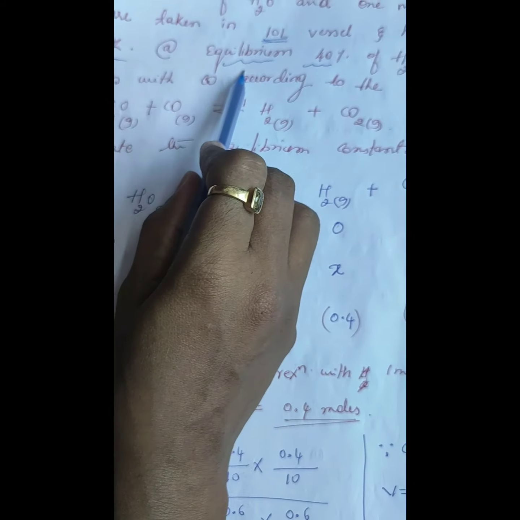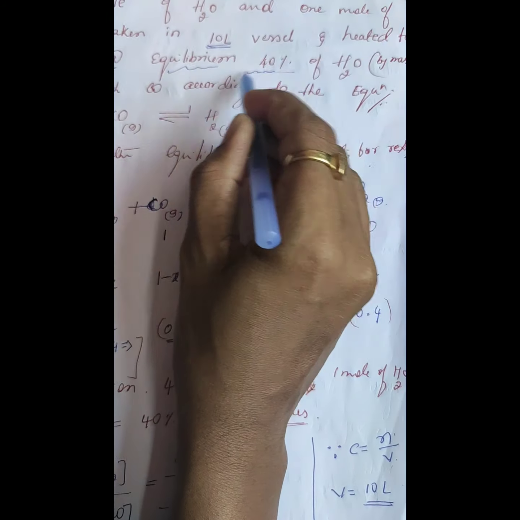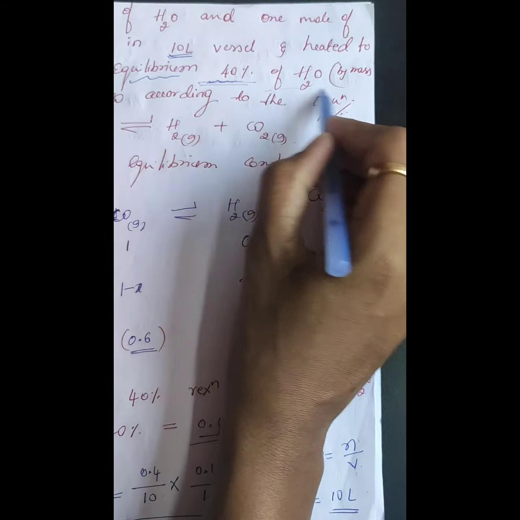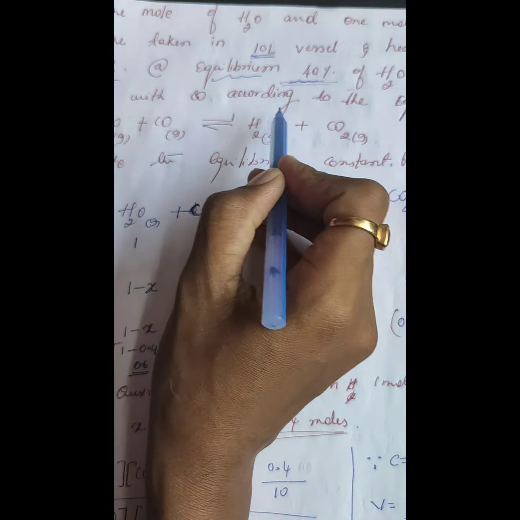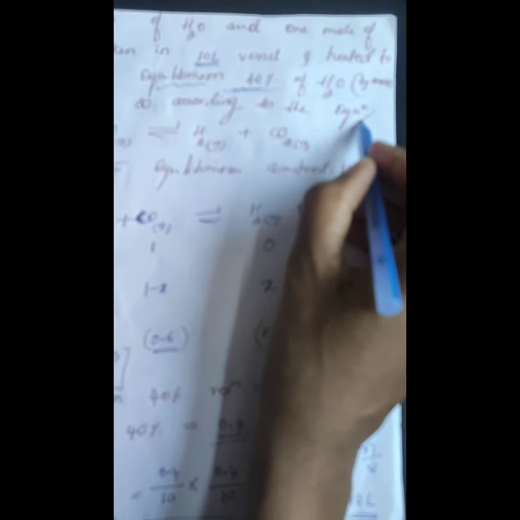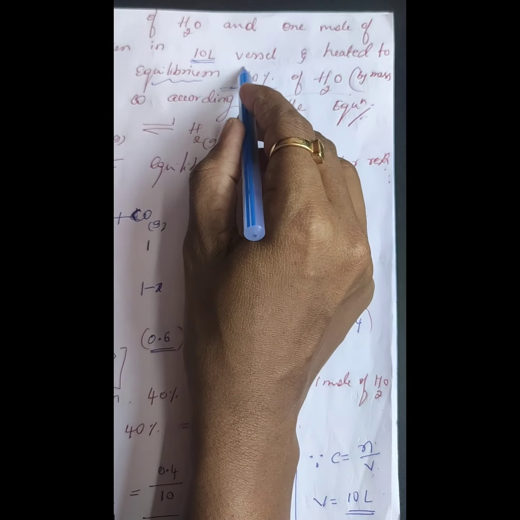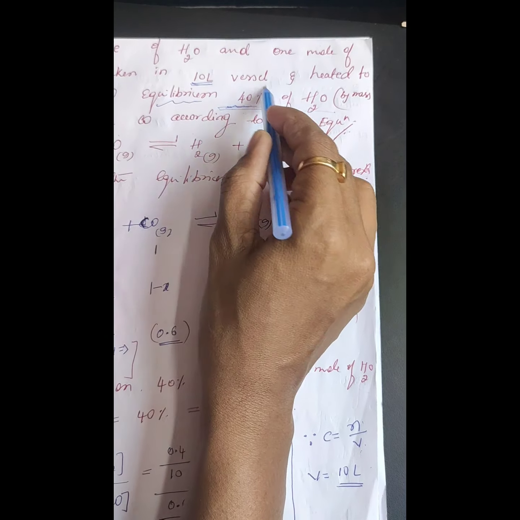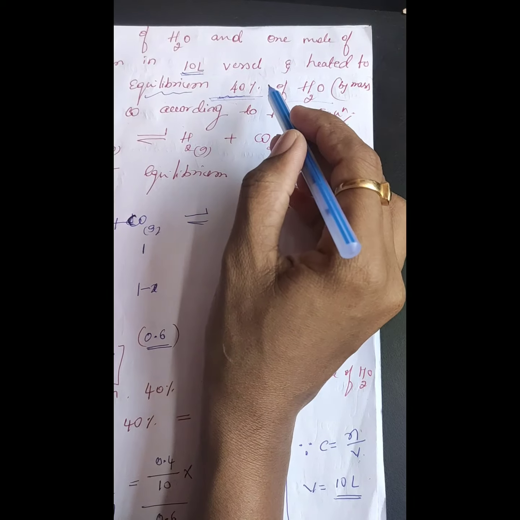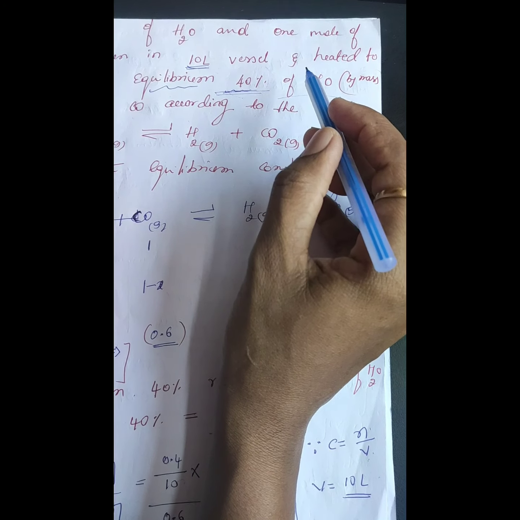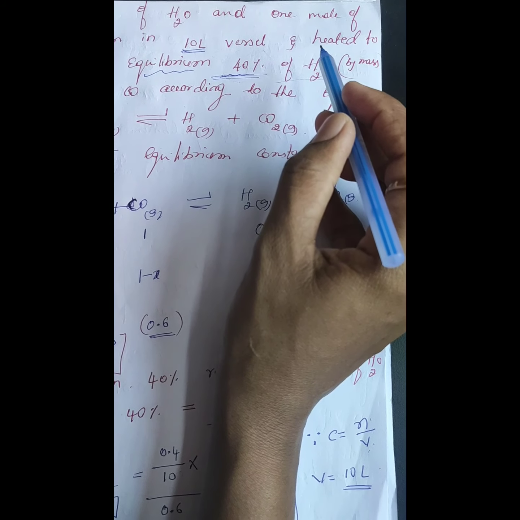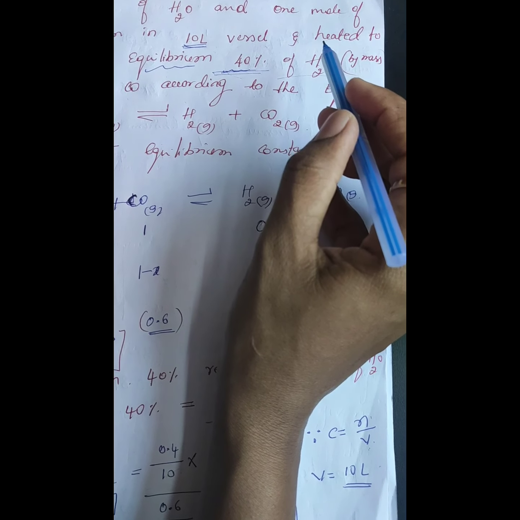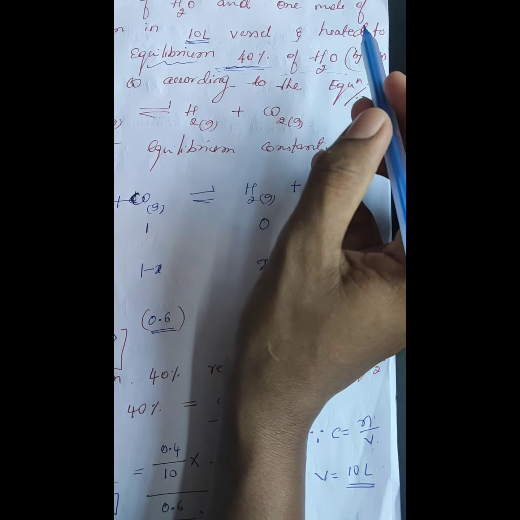At equilibrium, what happens? Only 40% of the water by mass reacts with carbon monoxide according to the equation. So at equilibrium, only 40%. 40% means out of 100, 40 will be reactive. Nothing but if you consider one mole, only 0.4 part will be involved in the reaction.